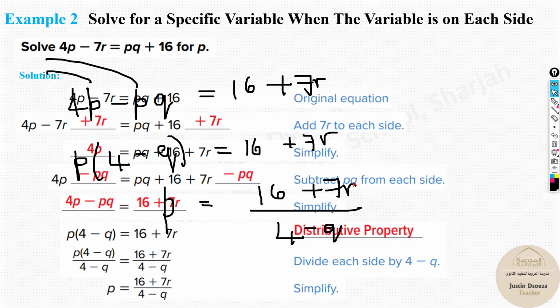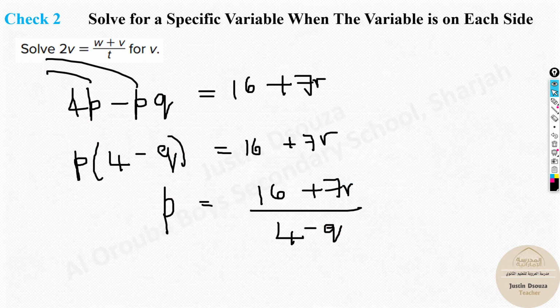Now you can write this first, 7r plus 16, that would be the same thing, because of the commutative property, you can write the first thing or the second thing. It's the same thing when you're adding, but subtracting would mean altogether a different thing. So anyways, we got the same thing, 16 plus 7r divided by 4 minus q.